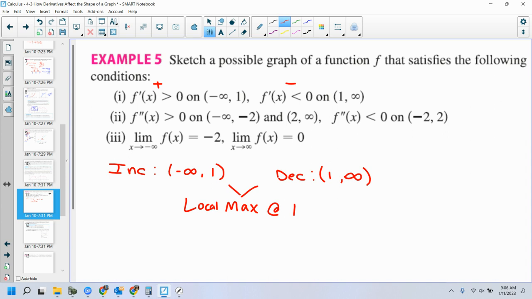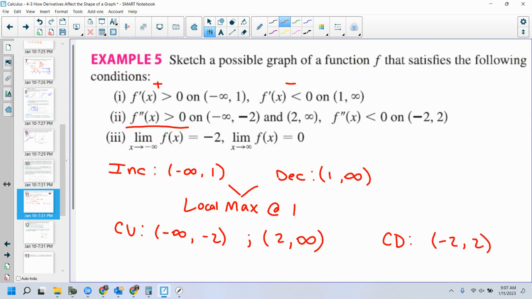Okay, bullet point 2 here. f double prime is positive on the interval negative infinity to negative 2. What does this statement tell me? Concave upward, right? It's concave upward from negative infinity to negative 2. That means there's a happy face from negative infinity until negative 2. It's also concave upward from 2 to infinity, so positive 2 to infinity. Okay, f double prime is negative from negative 2 to 2. So that means concave downward. I always abbreviate concave upward CU and concave downward CD. Concave downward from negative 2 to 2, which means there's a frowny face from negative 2 to 2.